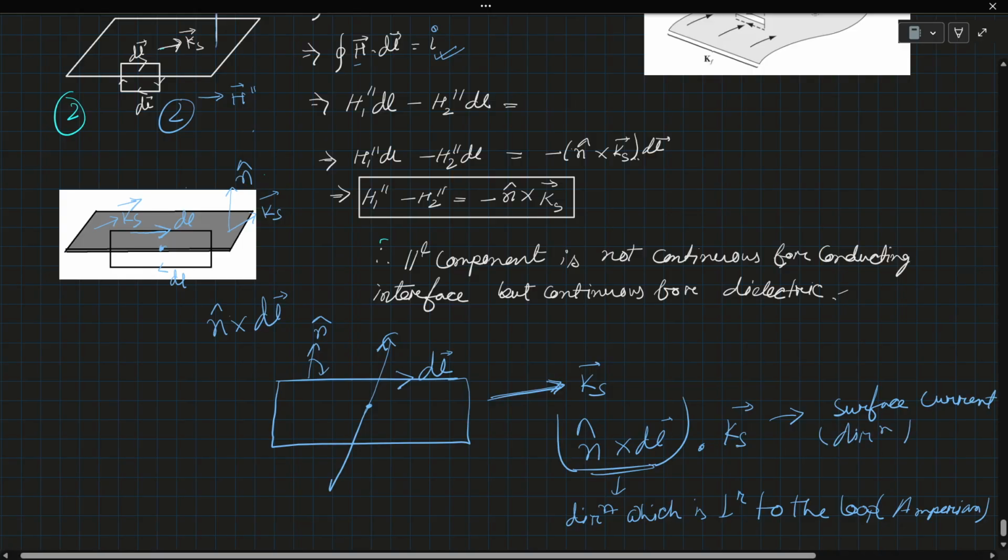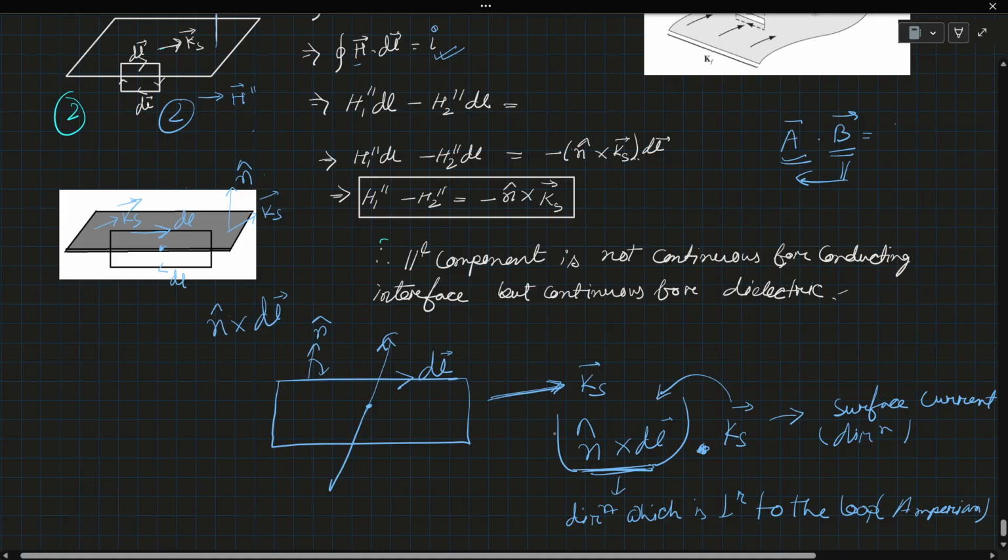Now if we take the dot product, what we will get is the amount of current in this direction. Let's say a and b are two vectors, and if we take the dot product of a and b, we get the magnitude of a along the direction of b, or the magnitude of b along the direction of a. So if we take this dot product, we will get the amount of current flowing in the direction of n cross dl.